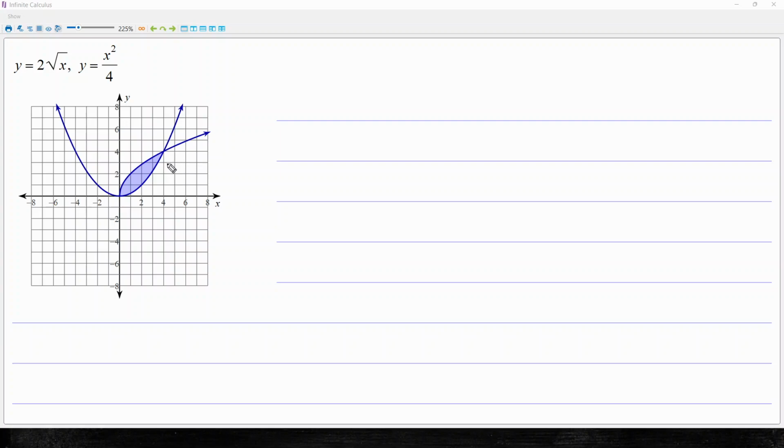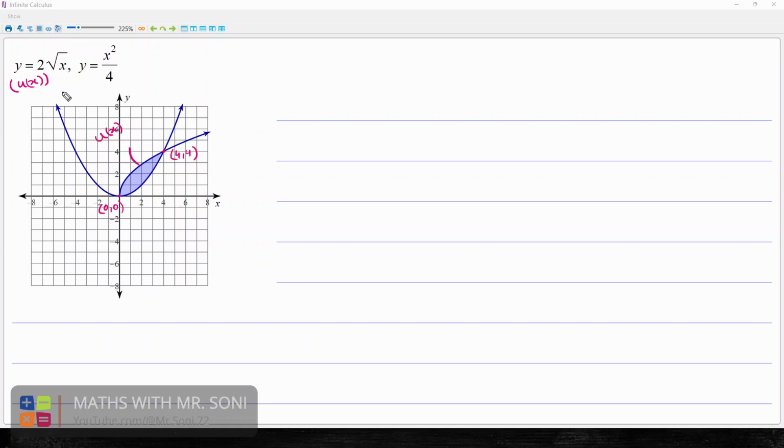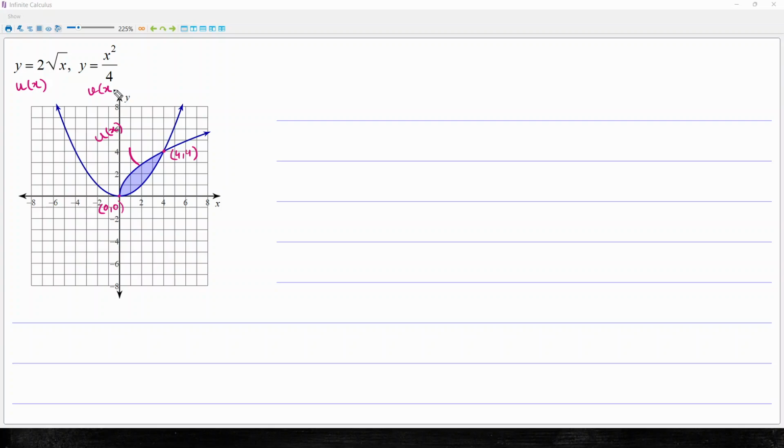To find this area, we'll have to find the point of intersection. Fortunately, in this graph, the point of intersection is given as 4, 4, and the other is the origin 0, 0. So the upper graph is the square root graph, which is u of x. And the lower graph is a parabola, which is v of x.